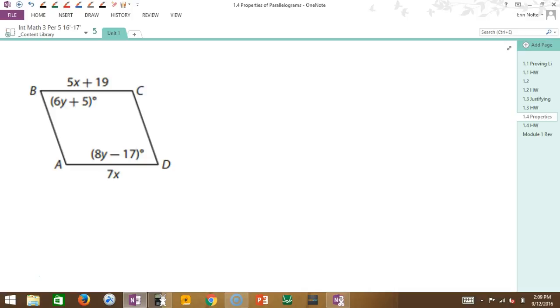How would you figure out how the y and the x would be equal to each other? Opposite sides are equal, AD is equal to BC. So you could take 6y plus 5 equals... Okay, so this 6y plus 5, this is the measure of this angle B, and this 8y minus 17 is the measure of angle D.